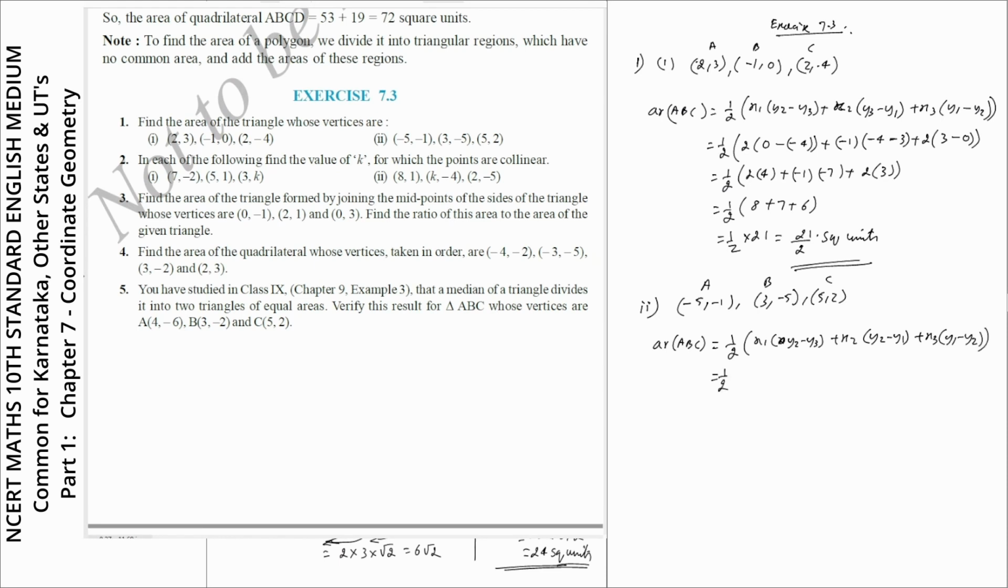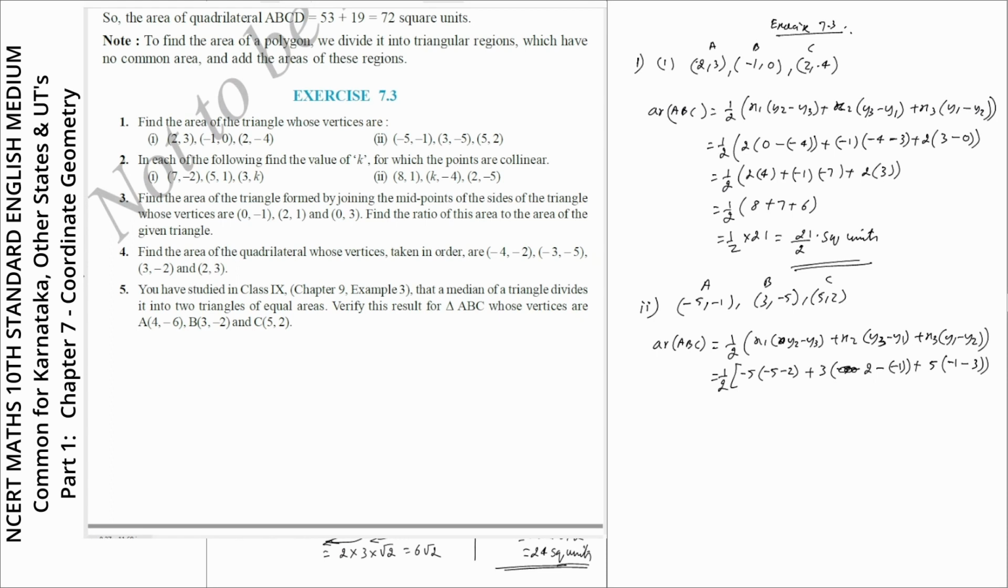Now substitute the values. Half, x1 is minus 5, so minus 5 into y2 minus y3, that is minus 5 minus 2, plus x2 is 3 into y3 minus y1, that is minus 5 minus 1. So this is y3. Okay, so now x2 is 3. Now y3 is 2. y3, 2 minus y1 is minus 1, so 2 minus of minus 1, plus x3 is 5, then y1 minus y2, that is minus 1 minus of 3.